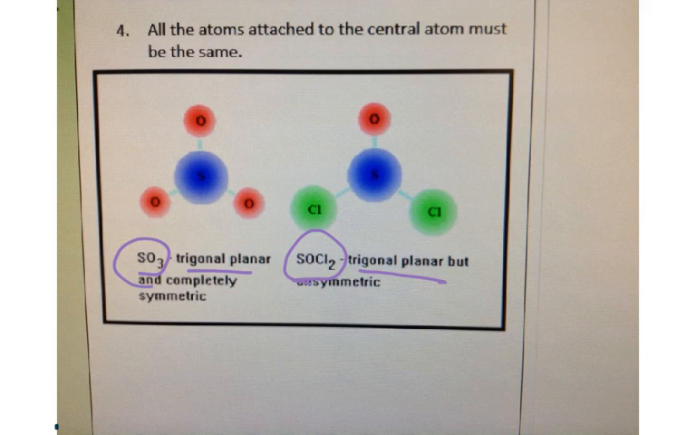If I look at the SO3 on the left, I notice that S is connected to three different O's. Okay, so therefore, because it is attached to the same thing, it is entirely symmetric, and therefore it is going to be considered nonpolar. On the other hand, if I look on the right, I notice that S is connected to one O and then two Cl's. It is not connected to the exact same things, so therefore it is going to be asymmetric, which means it is going to be deemed a polar compound.